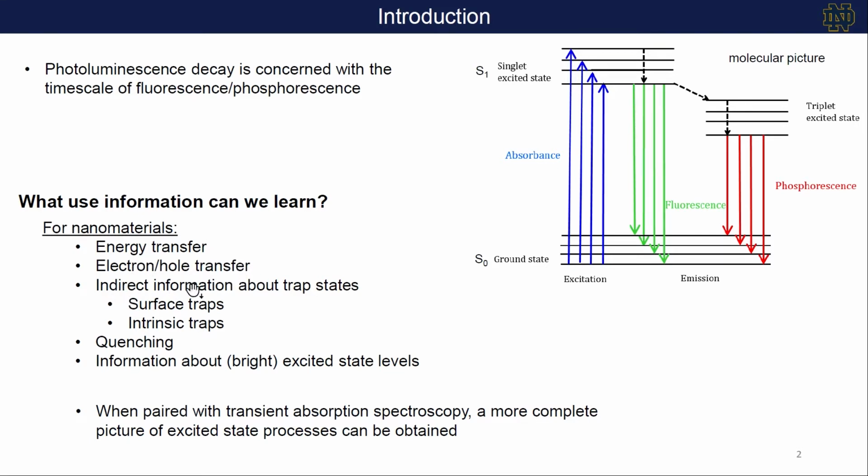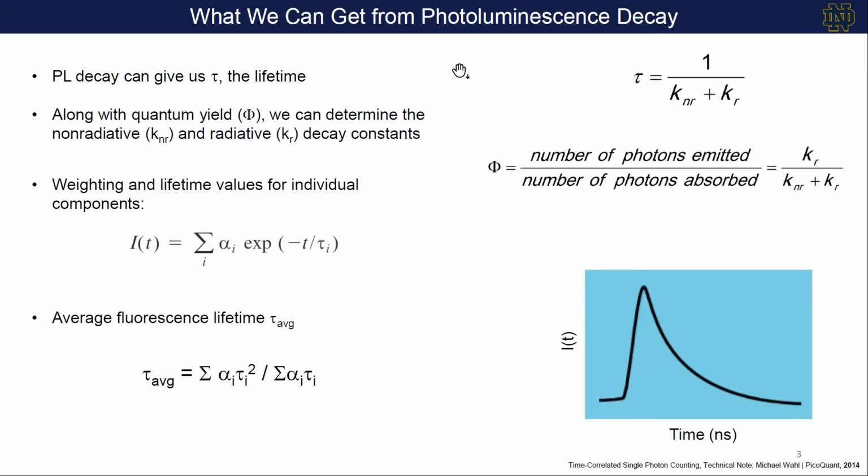We can also get indirect information about trap states in our material. So if we have a quantum dot, we can look at what's happening with surface traps or even intrinsic trap states. Again, if we have an electron or hole acceptor, we can also look at quenching in the material. And we can also get information about bright or optically active excited state levels. And the really great thing is, if we pair photoluminescence decay with transient absorption spectroscopy, which is a technique that our lab uses quite a bit, we can develop a very complete picture of the excited state processes that are happening.